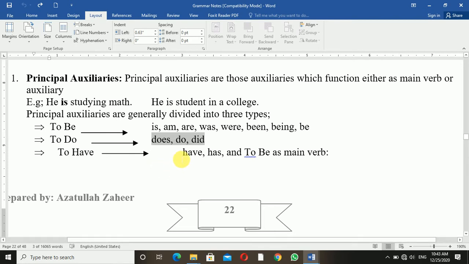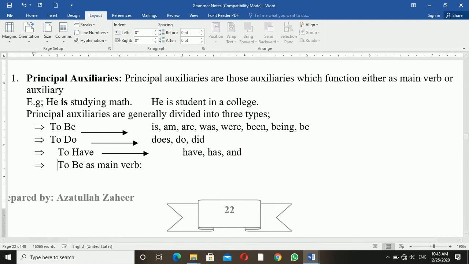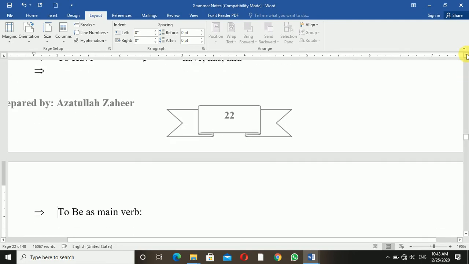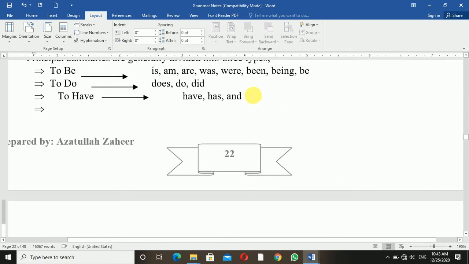And we also have some to have auxiliary verbs. Have, has, and sometimes have, has. Okay, so now one thing is missed here, which is had. So to have auxiliary verbs are have, has, and had. They are also called perfective auxiliaries. So dear students, let's start studying each of them individually. First of all, let's get started with to be.